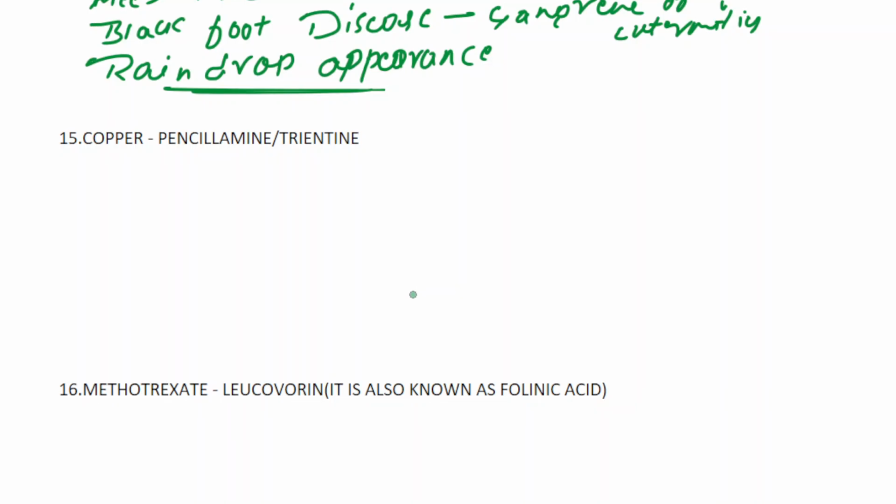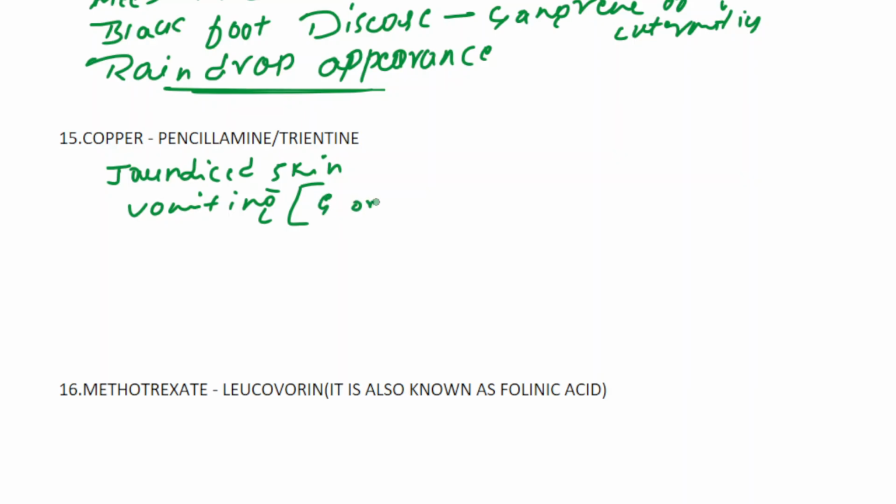And the next drug is copper. For this copper, the antidotes are penicillamine and trientine. These two are the antidotes for copper. The important features of copper overdose are jaundiced skin and vomiting. The vomitus is green or blue in color due to the presence of copper.